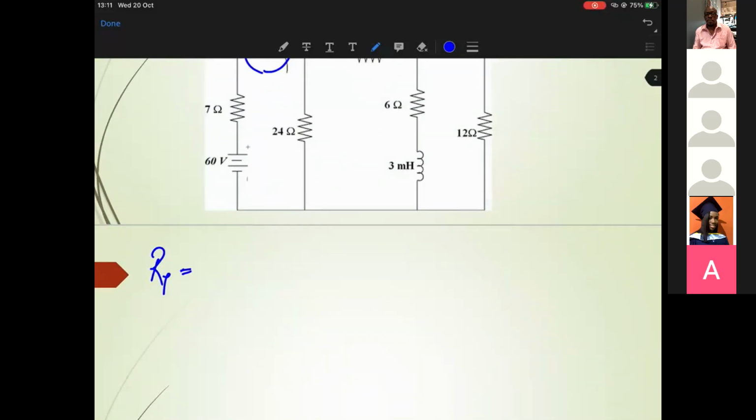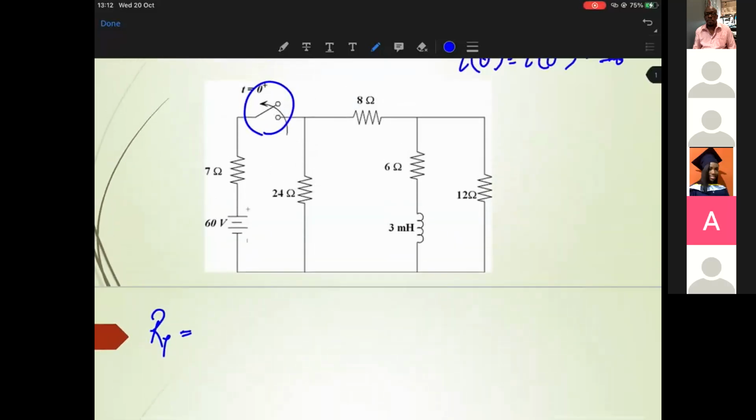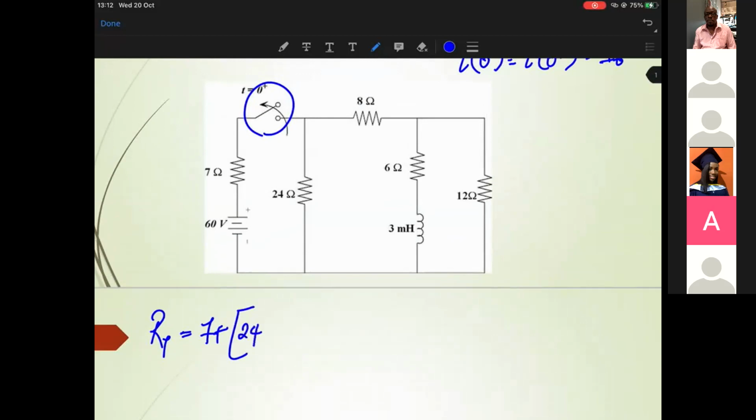Mr. Parker, give me the equation for RT. 7 plus bracket 24 parallel bracket 8 plus bracket 6 parallel 12. Thank you, Mr. Parker.